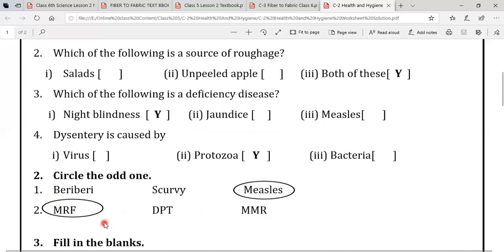Second question: MRF, DPT, MMR. The odd one is MRF because DPT and MMR are vaccinations given to children, correct? MRF is not a vaccine.